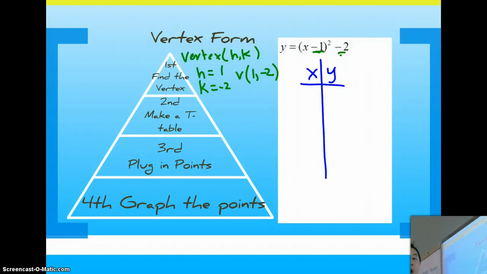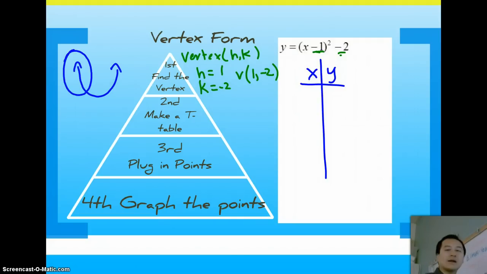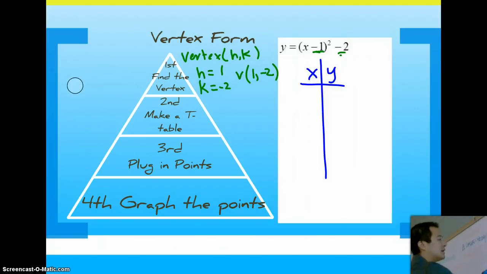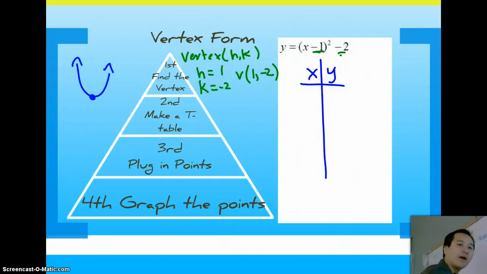And now I'm stuck. Which numbers do I choose? This is where it gets a little confusing because I don't want to pick random numbers. If I pick random numbers, I might just get this right here, and it looks similar to a line, which is no good. I want to have the whole parabola. So take a look. If I pick something starting on my vertex, I could pick numbers around that, and it'll actually help design the shape of that parabola. So I really want to start on my vertex, which is 1, -2, and then pick numbers around there.